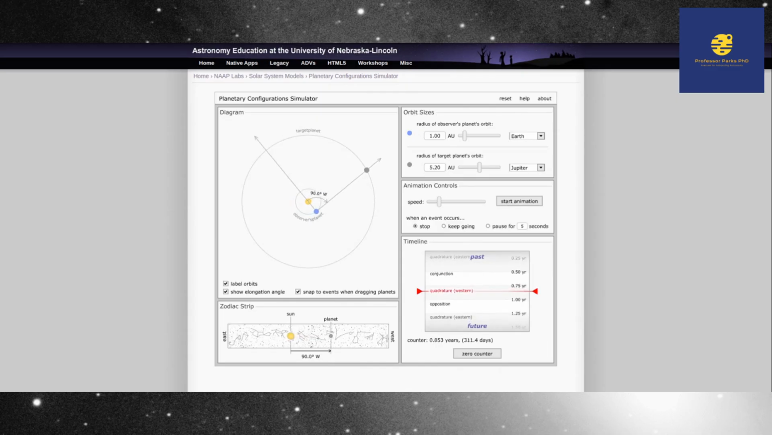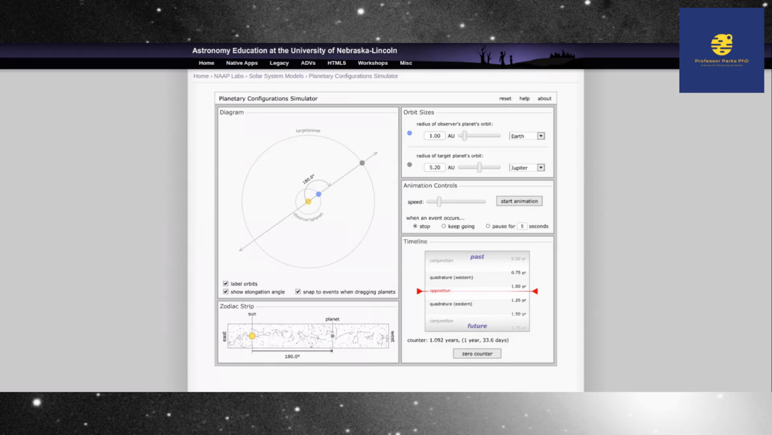And then finally, we have western quadrature. And then finally, we get to opposition again. And here you can see that the synodic period of Jupiter is 1 year, 33.6 days, meaning that if you want to see Jupiter in opposition, you really only have to wait about 1.09 years in order to see that again. So it occurs fairly rapidly.